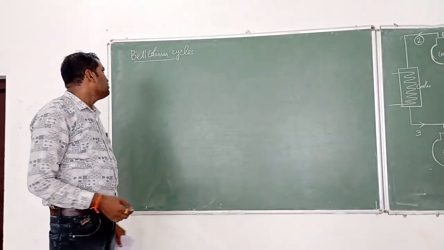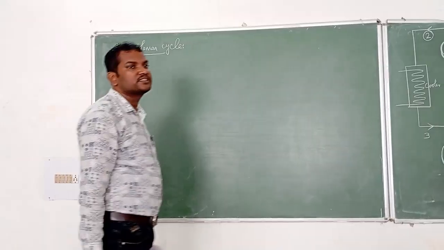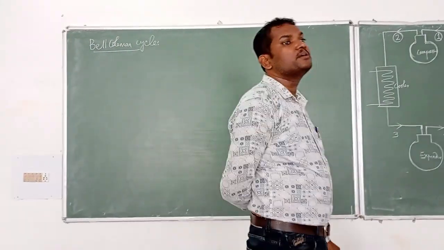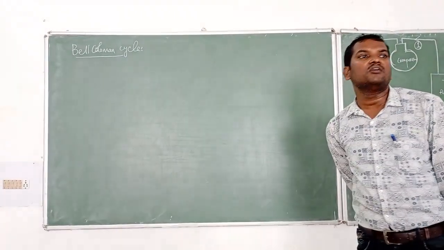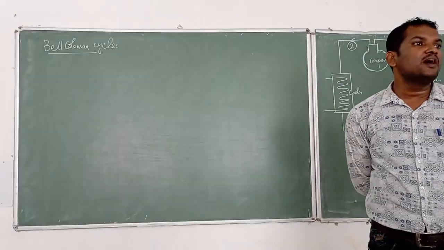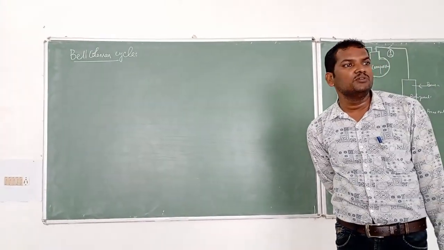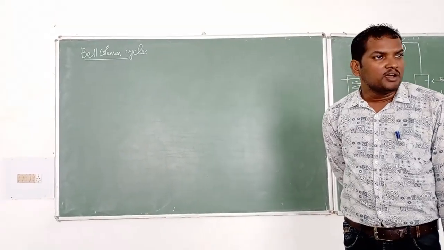Next one is the Bell-Coleman cycle, which is also known as the reverse Joule cycle or the reverse Brayton cycle. This is one of the air refrigeration cycles in which air is used as a working substance.